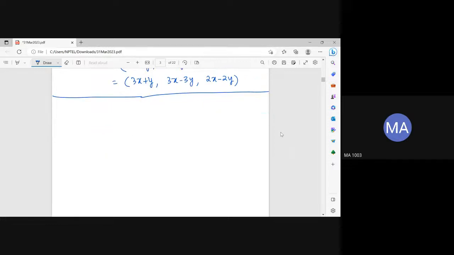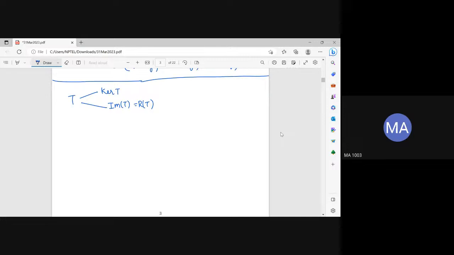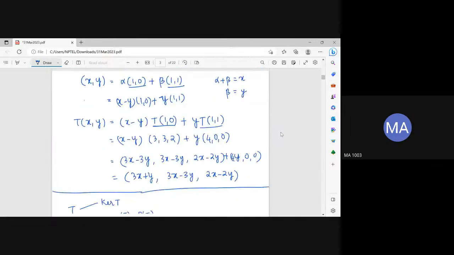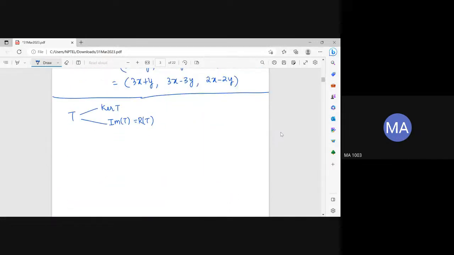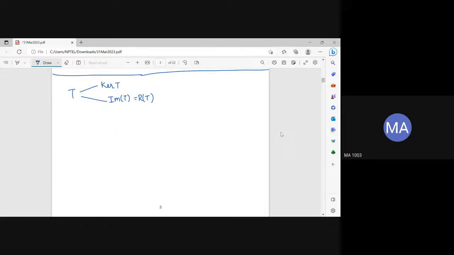So, now, given a linear transformation, we know how to find a matrix and all that. Also, given a linear transformation, we know how to find the kernel and the image, or range, whatever it is. Both are the same. But suppose the linear transformation is not given, just the matrix of the linear transformation is given. Given the matrix, you can find the linear transformation and then find the kernel, image and all that. Or directly from the matrix itself, you can find the kernel and image of a linear transformation.